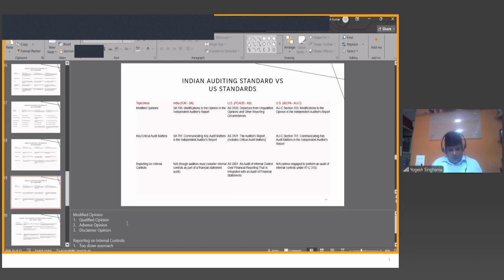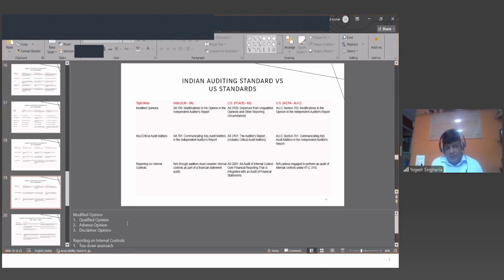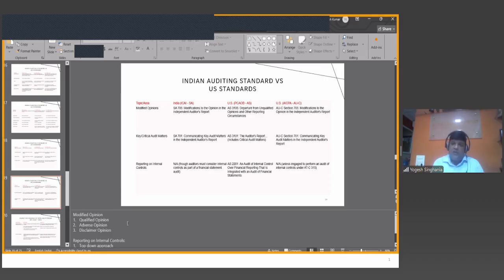Modified opinion. I have discussed a little bit on this. Modified opinion might be a disclaimer opinion, it might be a qualified opinion, or it might be an adverse opinion. So all three opinions are covered in this standard. In any of these situations, you are responsible to discuss with those charged with governance. For any qualification, management is also supposed to provide their explanation and statement, and make sure that whenever you are mentioning anything in the audit opinion, you also have evidence supporting it. US is a very legally sensitive environment, so you can also be challenged, specifically in disclaimer of the opinion.